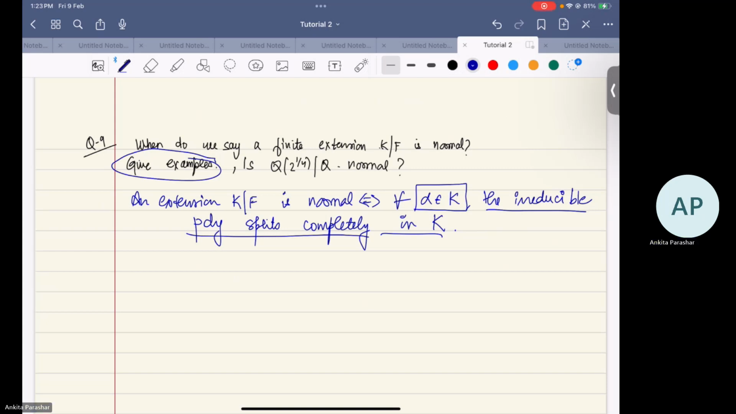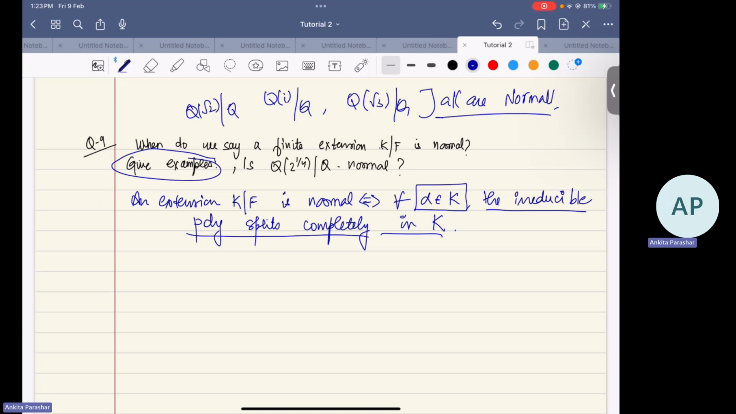Yes, if you look at these, they all are normal. They are simple examples of normal extensions. Why? Because if you take Q(√2), let's say, the irreducible polynomial is x² − 2, and the roots are ±√2. Both lie in your field, right? So it splits completely, and therefore your extension is a normal extension.